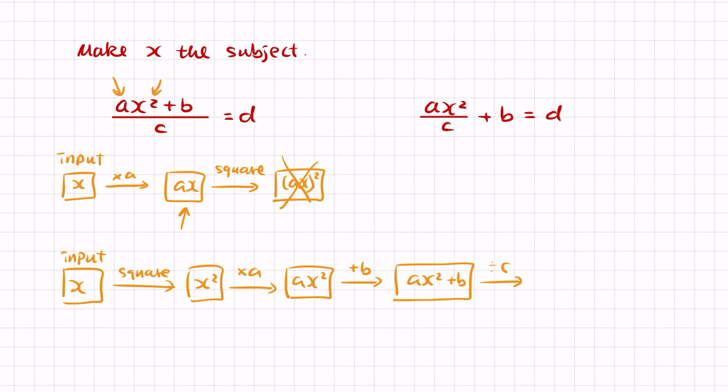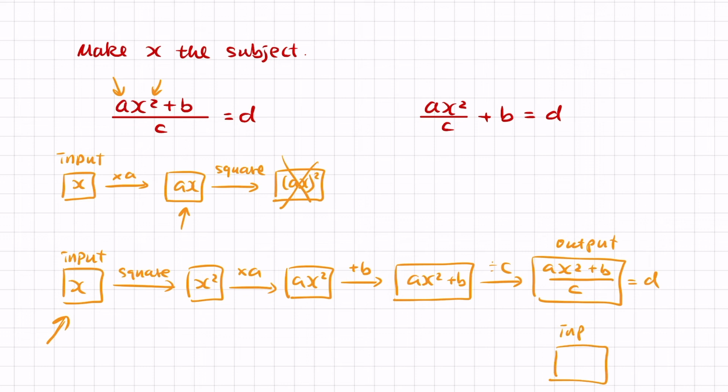And then we divide everything by C. So we'll have AX squared plus B over C. And that will give us the outcome. To make X the subject, we have to go back. And this time our input is D.